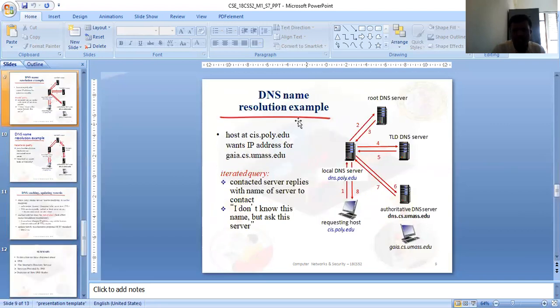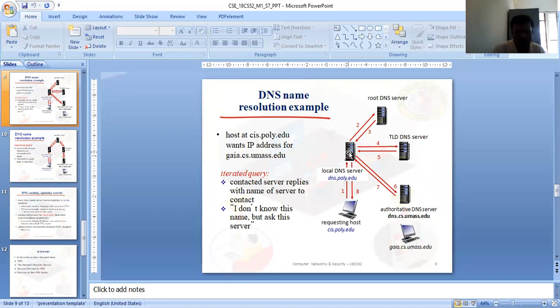So here is an example of DNS name resolution. The host cis.poly.edu wants the IP address for gaia.cs.umass.edu. This is the local DNS server dns.poly.edu and this is the authoritative DNS server at UMass.edu. In an iterative query, the contacted server replies with the name of the server to contact. The first step is that the query is passed to the local DNS server. The local DNS server finds the domain name is not mapped.